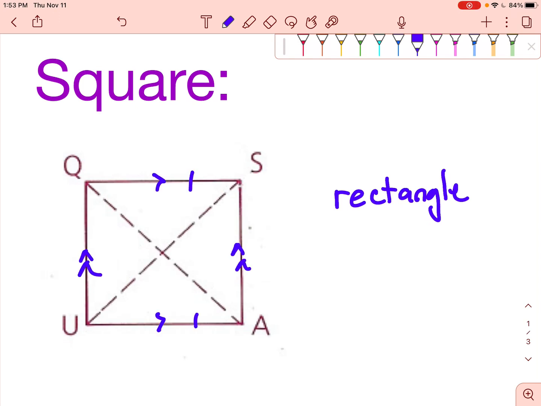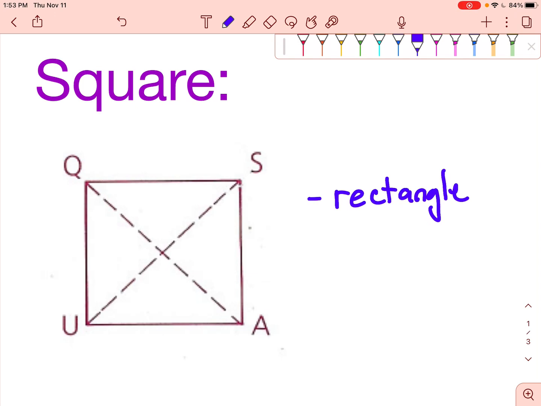Opposite sides are congruent. Opposite angles are congruent. Consecutive angles are supplementary. The diagonals bisect each other. The diagonals are congruent. All 4 angles are right angles. So everything that happens in a rectangle is happening in the square, okay?